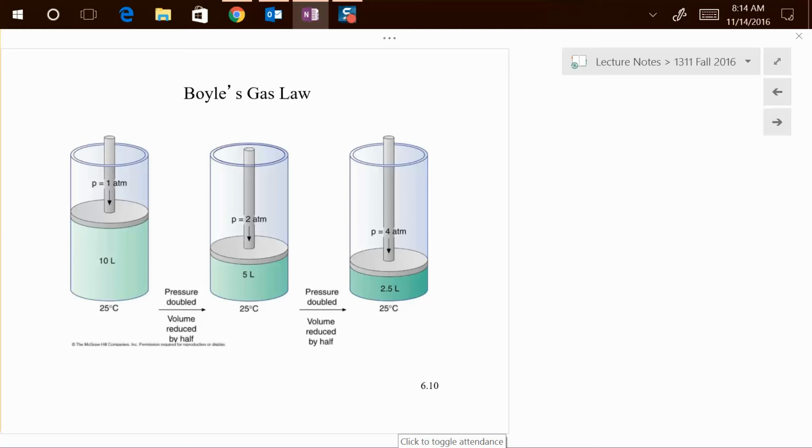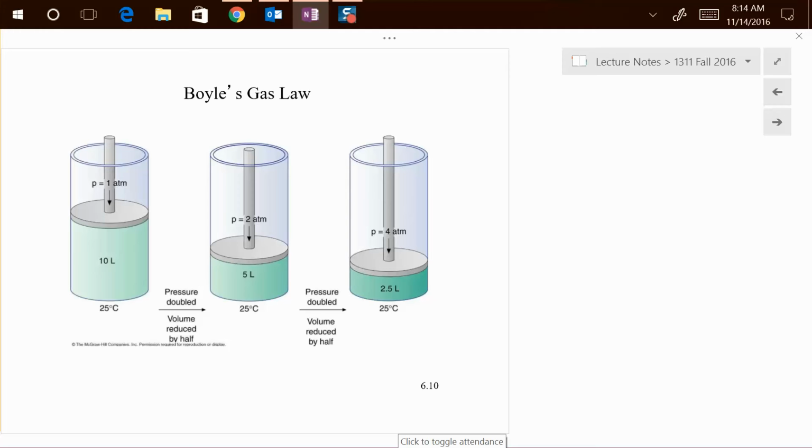We have Boyle's Law. There are three scientists: Boyle, Charles, and Avogadro. These three scientists wanted to understand how the volume of a gas is affected by something about the gas. In this case, Boyle wanted to know how the pressure affects the volume.